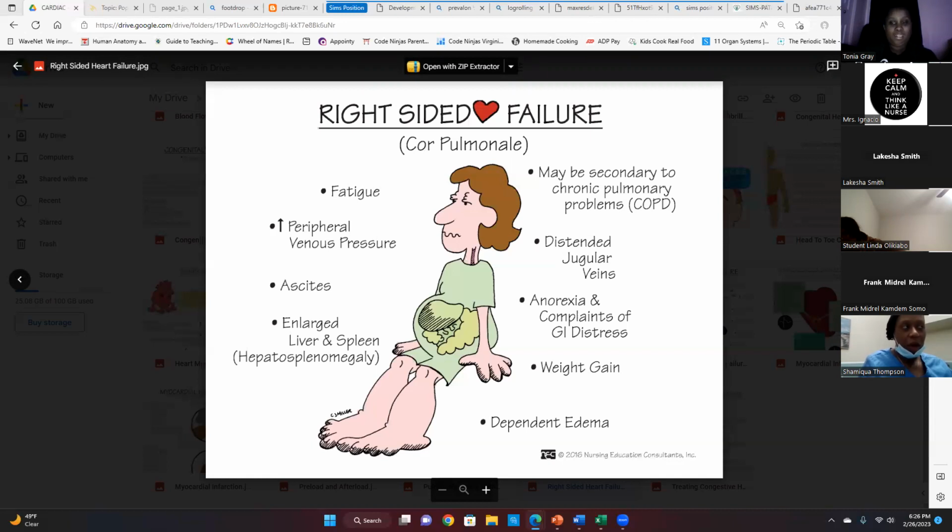Do we measure it by, go ahead. Do we measure it by the pitting? Yes, we do. Very good, Shamiqua.